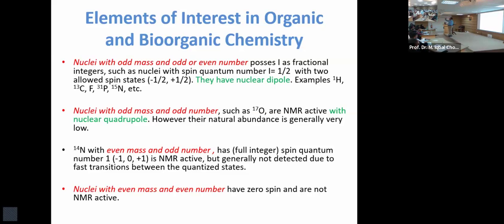The difference between the nuclear spin in quantized states, which are quadrupole. Quadrupole nuclei are the ones which have more than one energy state. And they are very difficult to measure. People are still measuring them, but it requires super fast machines. And then nuclei with mass, even number, they are zero spin and not NMR active.